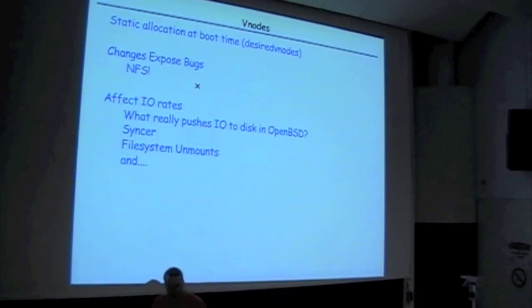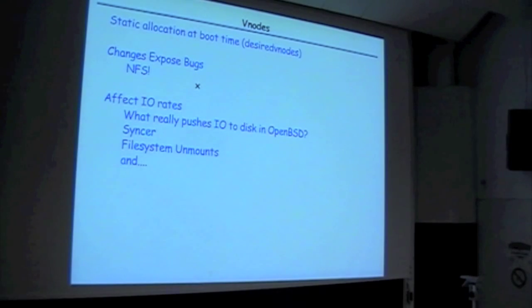Vnode is a static allocation at boot time. Anytime we change it, it exposes bugs, particularly in NFS. And it affects I/O rates. So what really pushes disk to I/O in OpenBSD, other than developers? Who knows? Obviously the syncer, right? Sync runs every 30 seconds, kicks buffers out to disk. Boom, boom, boom, boom, boom.